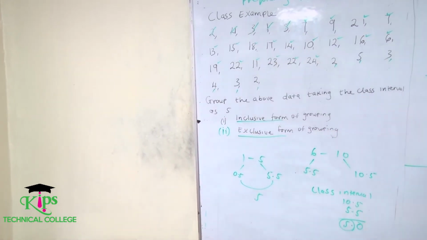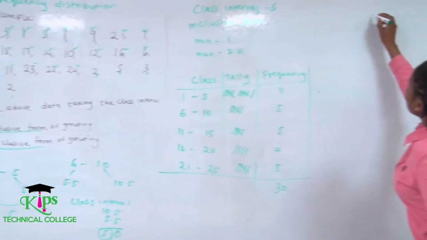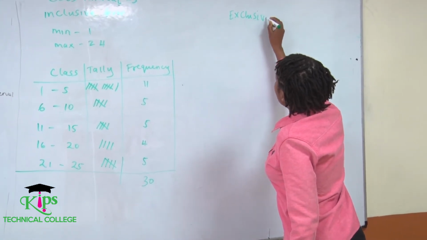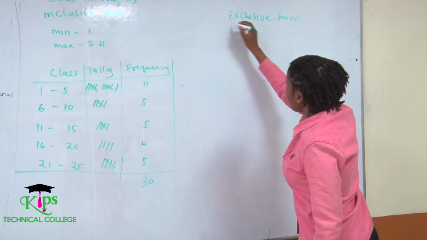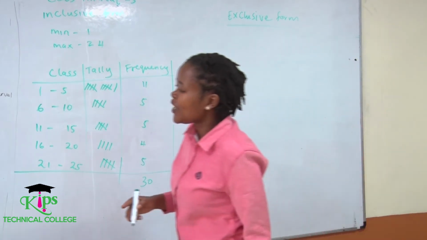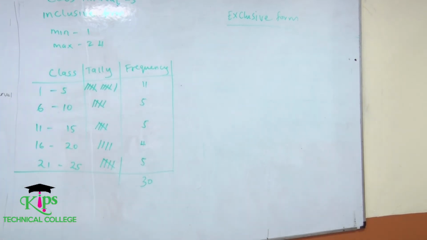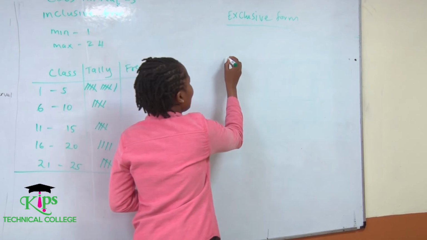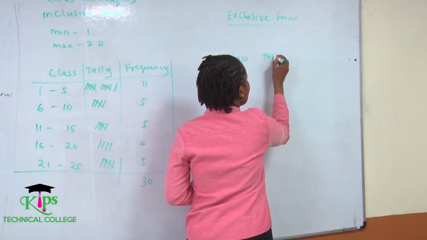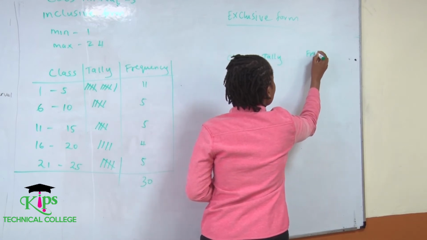And then we have the exclusive form of grouping. What is the difference? Remember, our class interval is still 5, but now we want to group in another way. That is exclusive form. So the difference comes in our classes. So same case, here we have class, tally, and frequency.